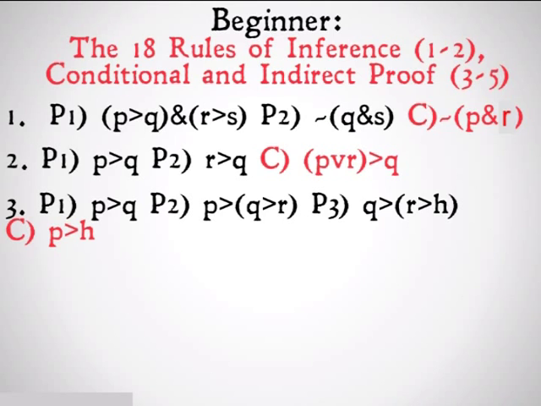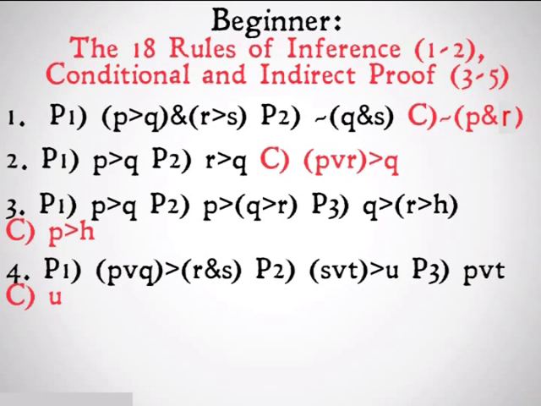Number 3, P implies Q. P implies Q implies R. Q implies R implies H. Therefore, P implies H. These next three, I'd encourage you to use conditional and indirect proof to solve them. You probably can solve them with the 18 rules of inference, and I'd be impressed if you did. But you can help yourself to conditional and indirect proof so you can get back into the mode of using that. Number 4, P or Q implies R and S.